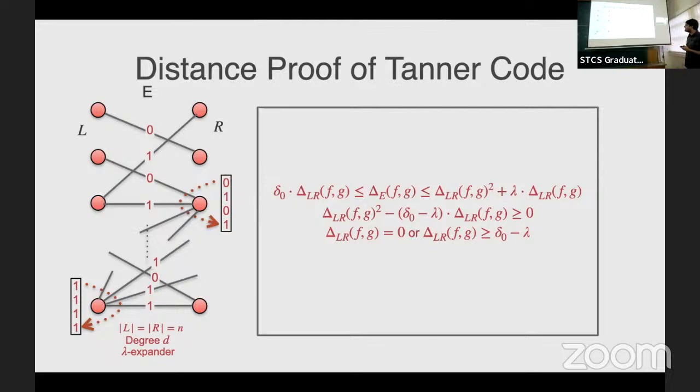And because delta LR is lower bounded, in that case, we can always use the delta E lower bound to get back to delta E, because that's our main quantity of interest. We're not interested in delta LR, that's just a surrogate. So this completes the proof of Tanner code distance.